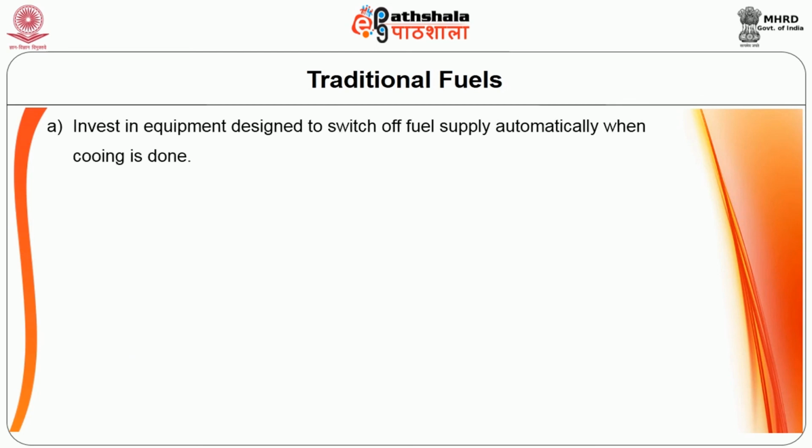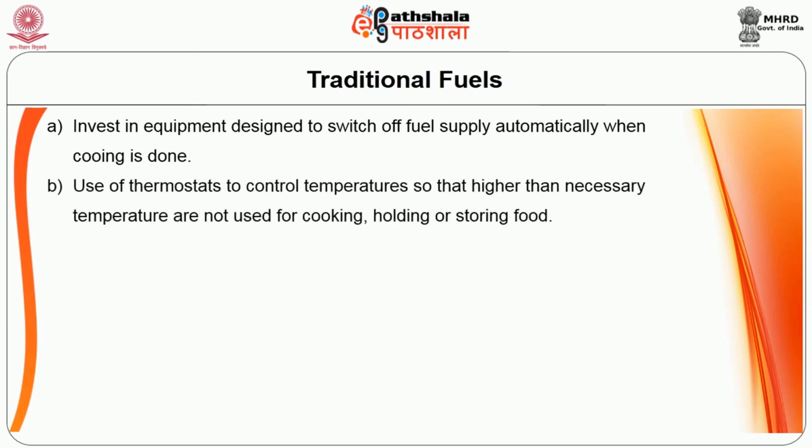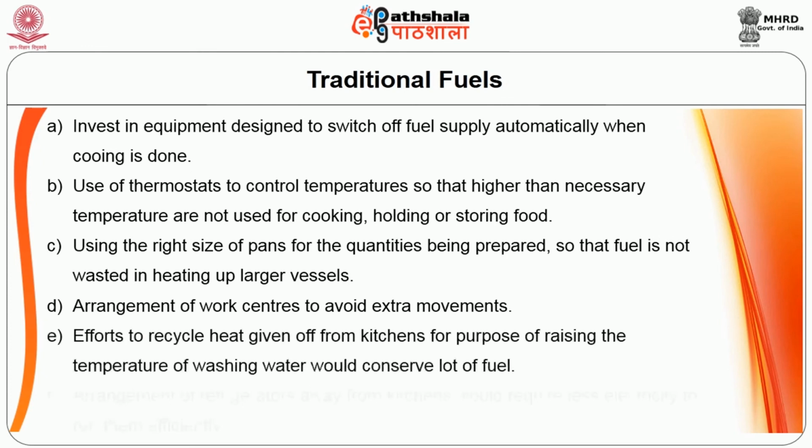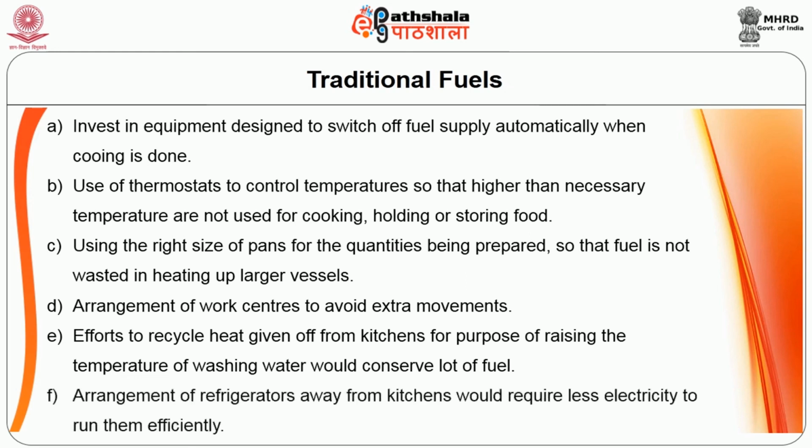Some suggestions: invest in equipment designed to switch off fuel supply automatically when cooking is done. Use thermostats to control temperature so that higher than necessary temperatures are not used for cooking, holding or storing food. Use the right size of pans for quantities being prepared so that fuel is not wasted. Arrange work centers to avoid extra movements. Efforts to recycle heat given off from the kitchen for the purpose of raising the temperature of washing water would conserve a lot of fuel. Arranging refrigerators away from kitchens would require less electricity to run them efficiently.